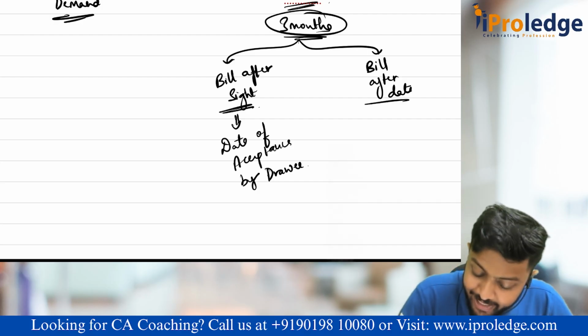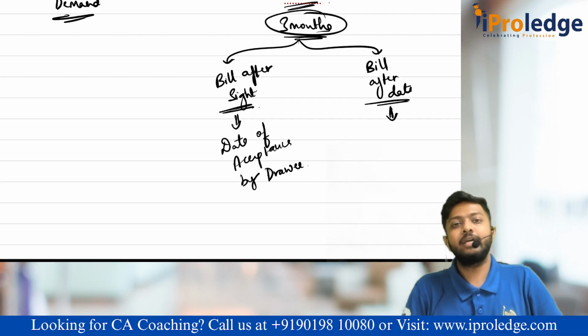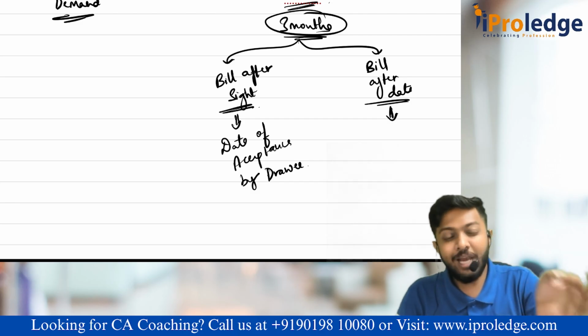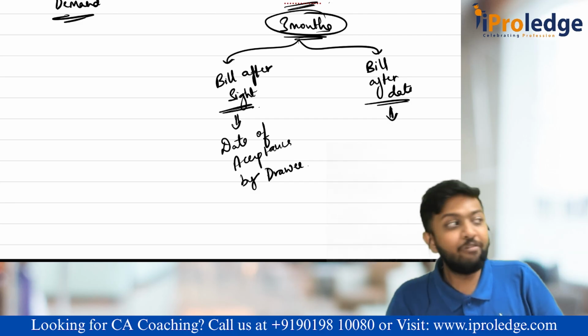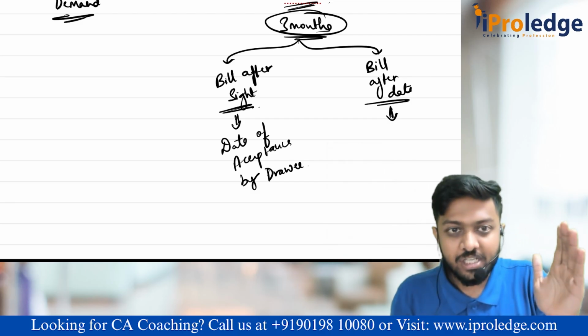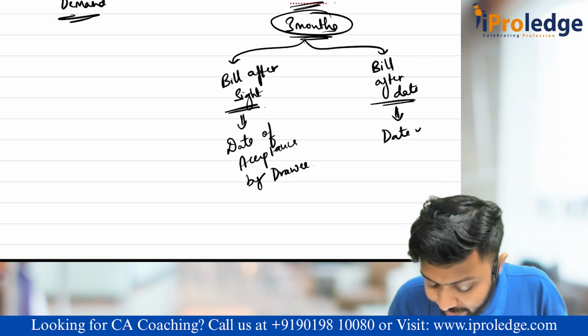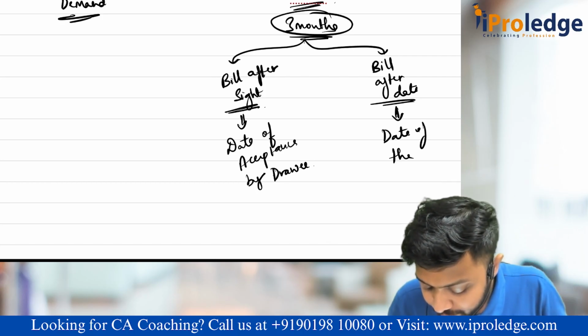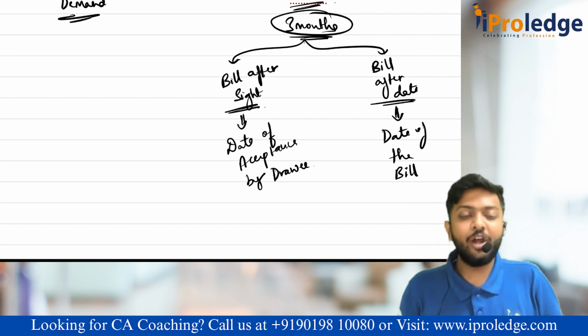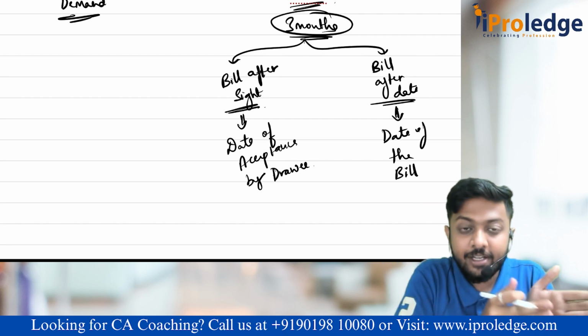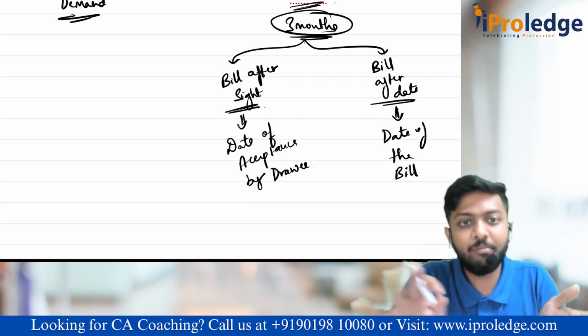If it is bill after date, when will the date start? If it is bill after date, that 3 months counting will start from the date of the bill. Date of the bill, whenever a drawer draws the bill. Whenever the drawer draws the bill, one date he would have put on the bill, the date of drawing the bill.